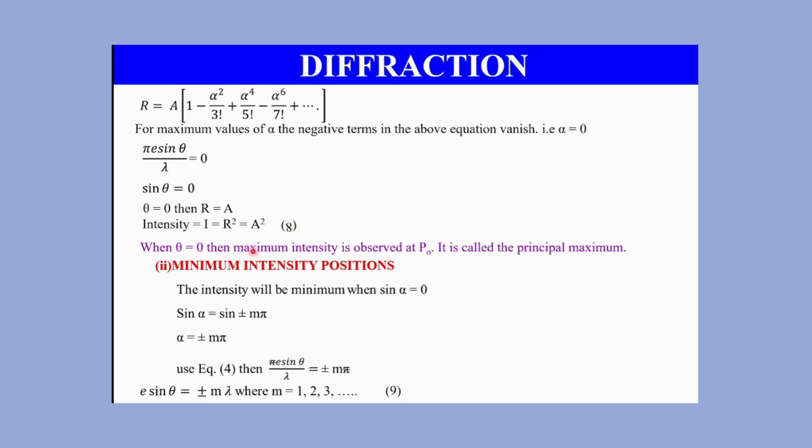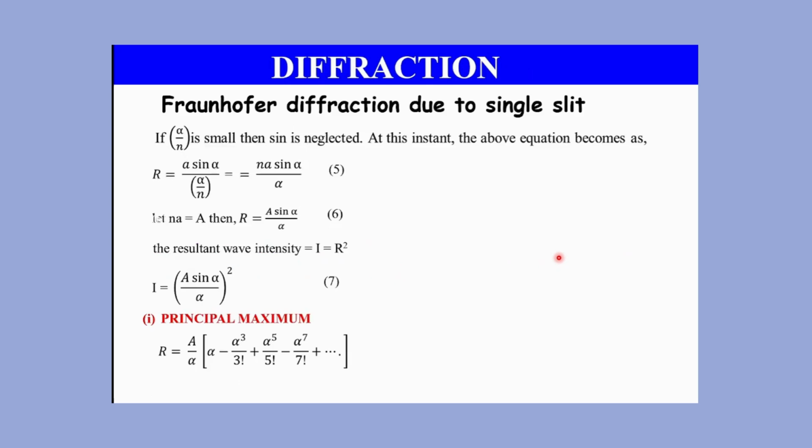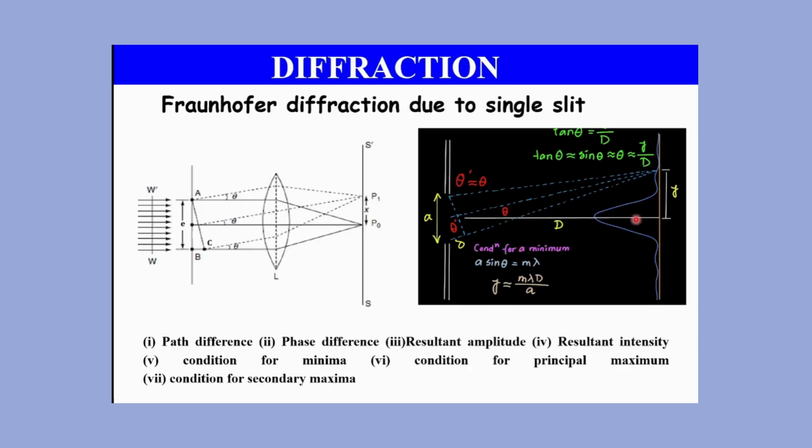Now when theta is equal to 0, maximum intensity is observed at P naught. This position is called the principal maximum. In this diagram, this P naught is called the maximum intensity. This is due to the diffraction at the point P naught.